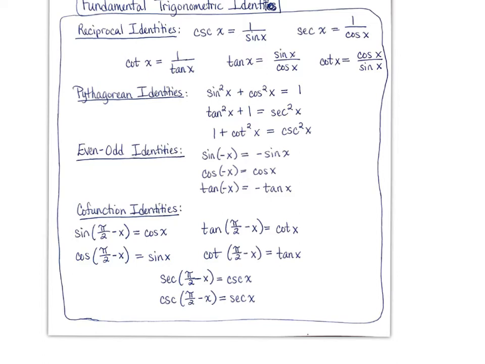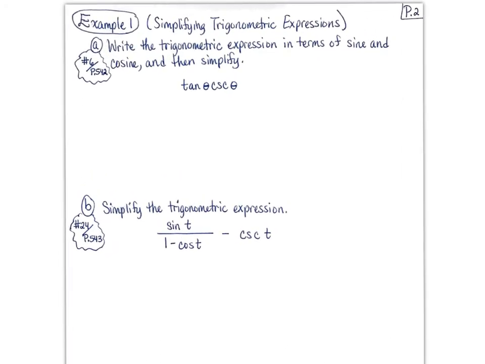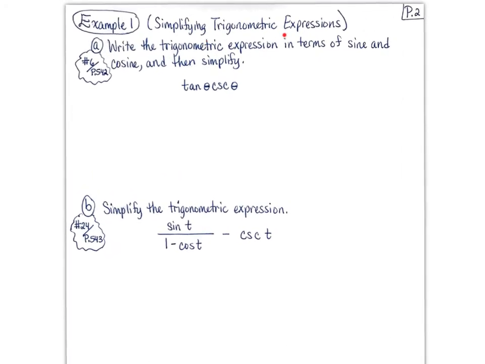Okay? So now we're going to use these identities in our examples whenever we are simplifying trigonometric expressions and proving identities. All right, so let's look at example 1. We have to simplify the trigonometric expressions. Part A, we want to write the trigonometric expression in terms of sine and cosine and then simplify. Okay, those are the instructions. So here we have tangent of theta times cosecant of theta. So it says write in terms of sine and cosine and then simplify.